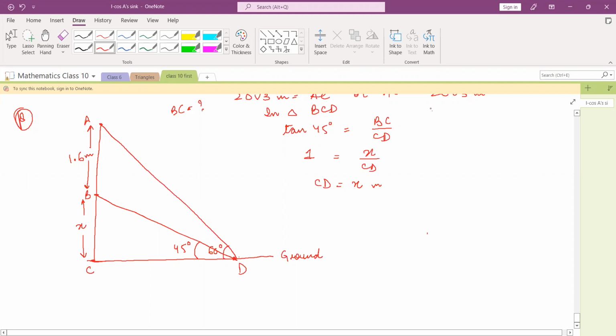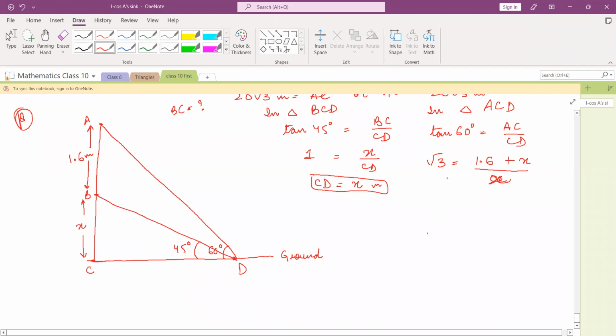Now in triangle ACD, again use tan because I don't have the hypotenuse. So tan 60 is perpendicular by base, that means AC by CD. Tan 60 is under root 3, and AC I can write as 1.6 plus x, divided by CD. Now the CD value I can put from here, which I have already found, which is x.